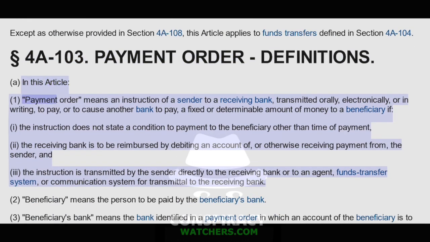In this article, payment order means an instruction of a sender to a receiving bank, transmitted orally, electronically, or in writing, to pay, or to cause another bank to pay, a fixed or determinable amount of money to a beneficiary if the instruction does not state a condition to payment to the beneficiary other than time of payment. The receiving bank is to be reimbursed by debiting an account of, or otherwise receiving payment from, the sender, and the instruction is transmitted by the sender directly to the receiving bank or to an agent, funds transfer system, or communication system for transmittal to the receiving bank.